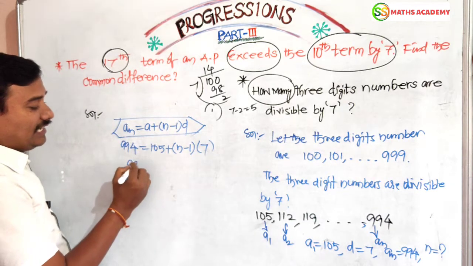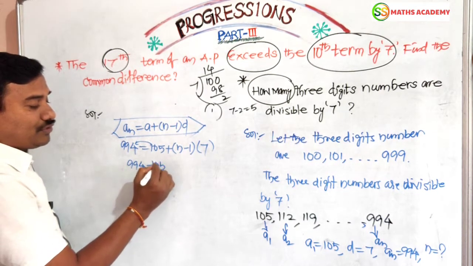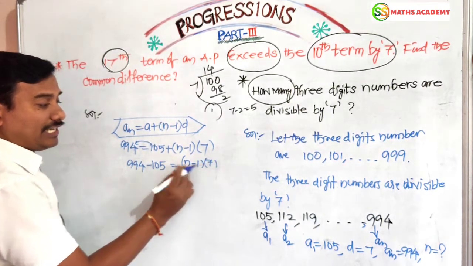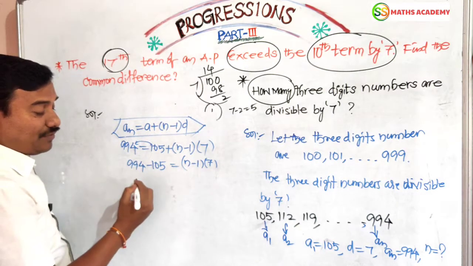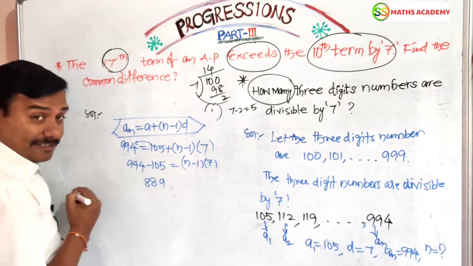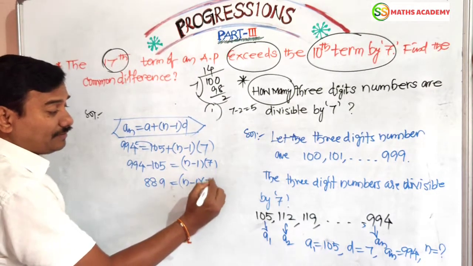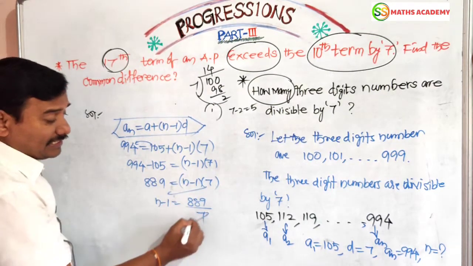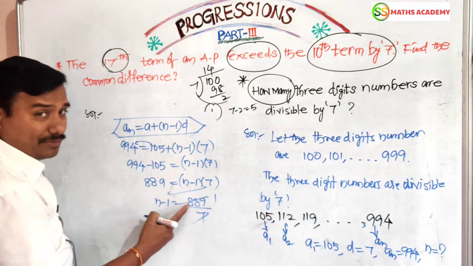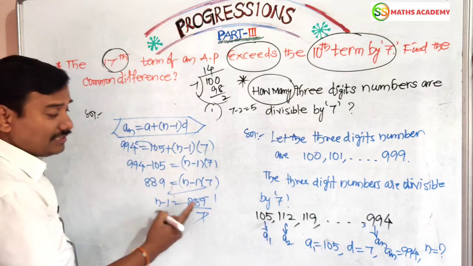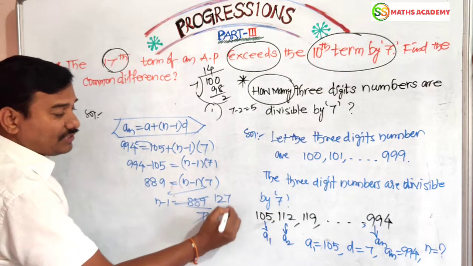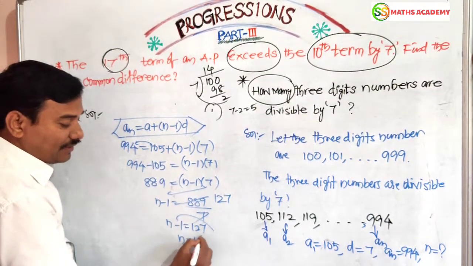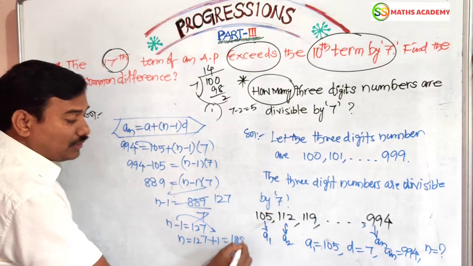Right? Now this 994 you have to subtract to the left side, means transfer, it becomes negative. So here n minus 1 into 7; don't multiply, don't expand it. Now 994 minus 105, how much are you getting? Nothing but 889. That equals n minus 1 into 7. Now n minus 1 equals 889 by 7, the 7 goes to the denominator. 7 1 is 7, 1 remainder. 7 2 is 14, 4 remainder, 7 7 is 49. N minus 1 equals 127, n equals 127 plus 1, nothing but 128.